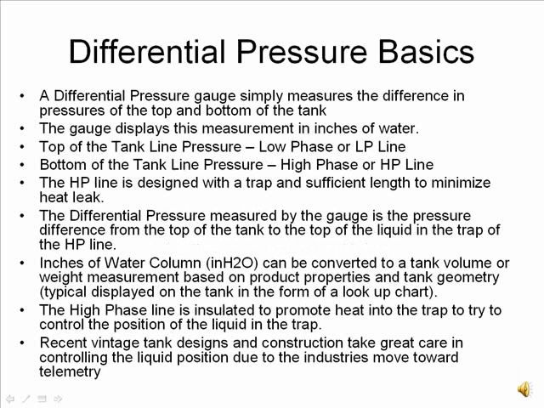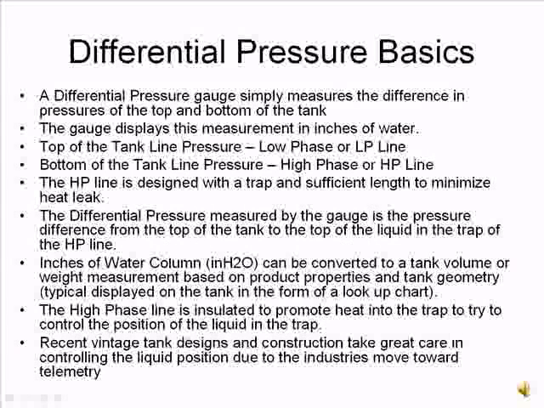A differential pressure gauge simply measures the difference in pressure of the top and bottom of the tank. The gauge displays this measurement in inches of water. The top of the tank's pressure is communicated to the outside of the tank using a small stainless steel line. It is called a low phase or LP line. The bottom of the tank's pressure is communicated using another stainless steel line called a high phase or HP line.